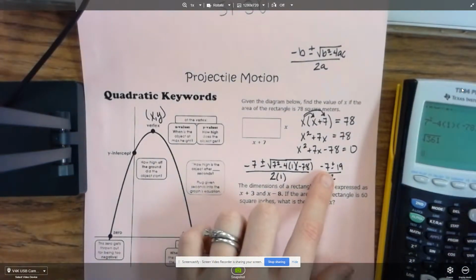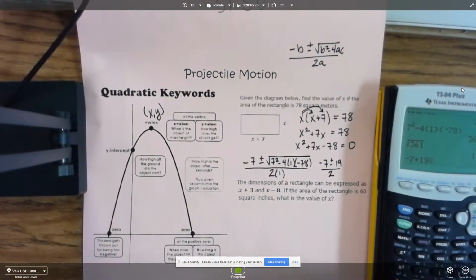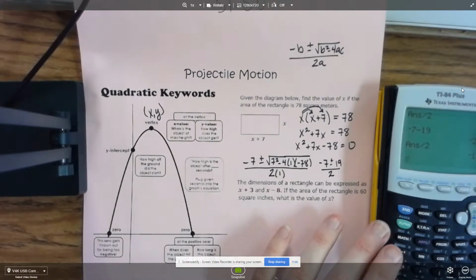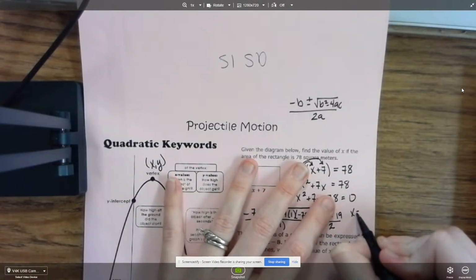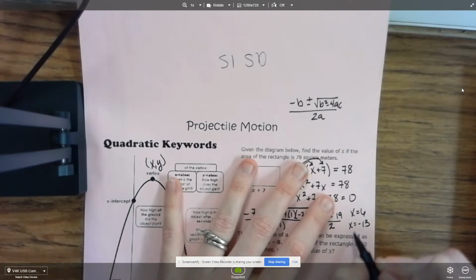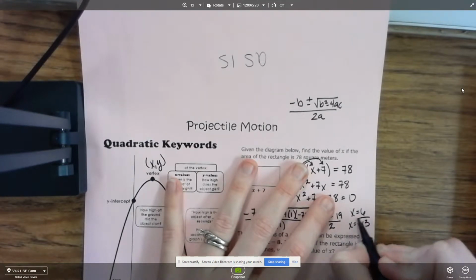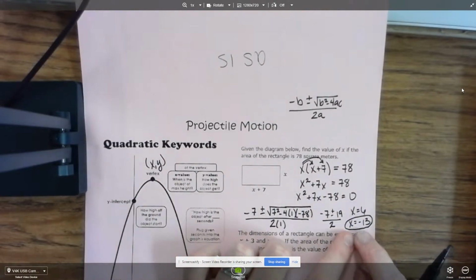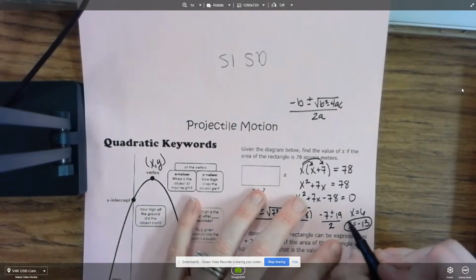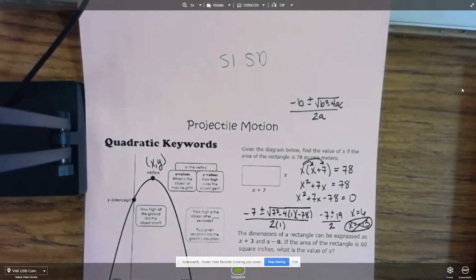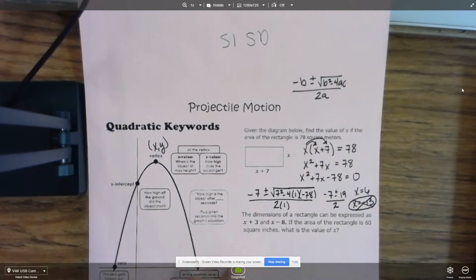Then you're going to do this twice: negative 7 plus 19, divided by 2, and negative 7 minus 19, divided by 2. Your two answers are 6 and negative 13, so x equals 6 and x equals negative 13. We're going to throw the negative one out, though, because we cannot have a negative measurement. This would mean that this side measures negative 13 meters, and we can't have measurements in negatives. So 6 is the only possible answer here.